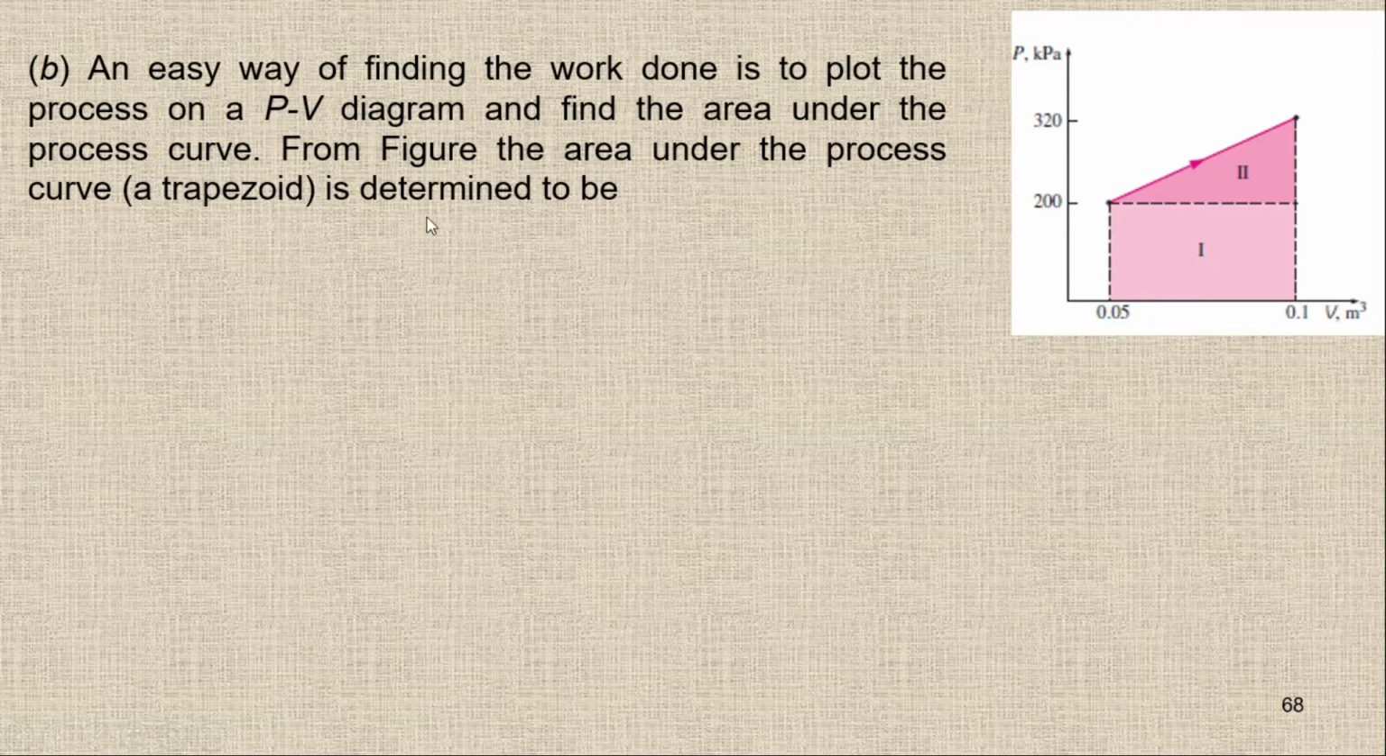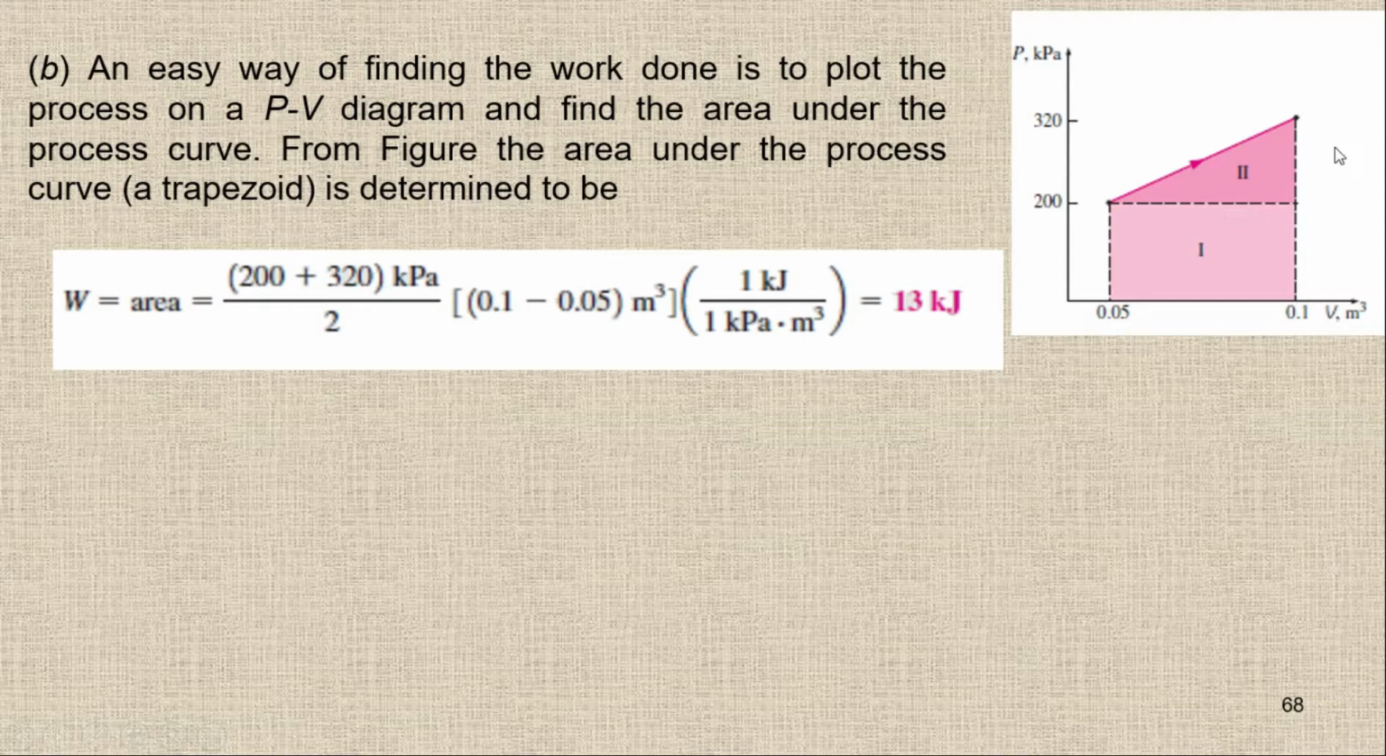Otherwise, we can use the formula for the trapezoid, and we can directly find the area under this curve. So the trapezoidal area is simply this one. We have 200 and 320, we add these two and divide by 2, and then we multiply by the length, 0.1 minus 0.05, this difference. In this way you will get 13 kilojoule.